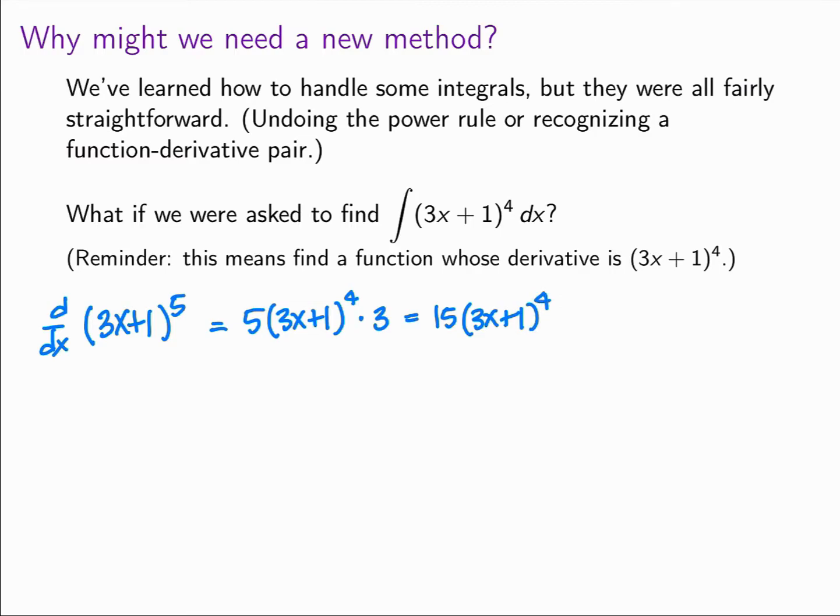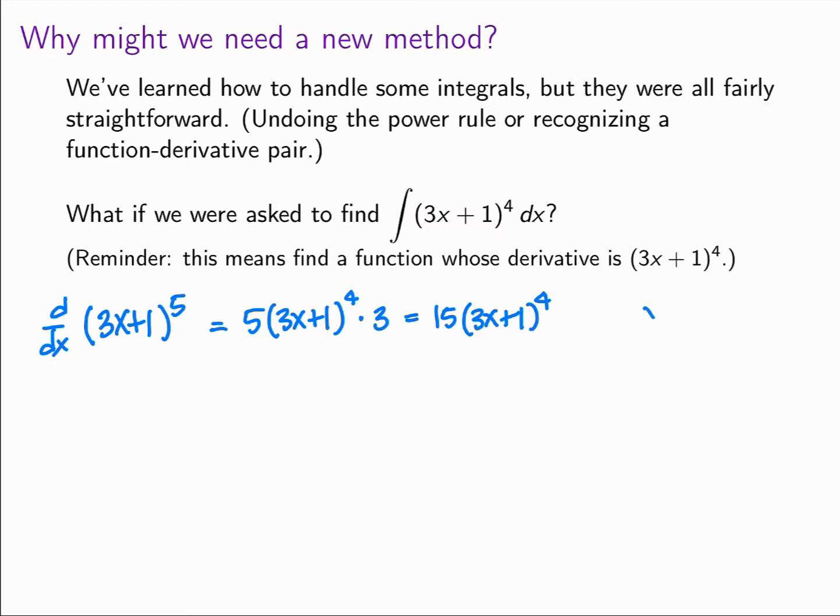So we're getting 15 times (3x + 1) to the fourth. Well, that's not quite where I wanted to be, right? I wanted to take a derivative of some function and get (3x + 1) to the fourth, just that piece. And my guess, that it probably came from a fifth power, is really close. I see that (3x + 1) to the fourth showing up, but I have a 15 on the outside.